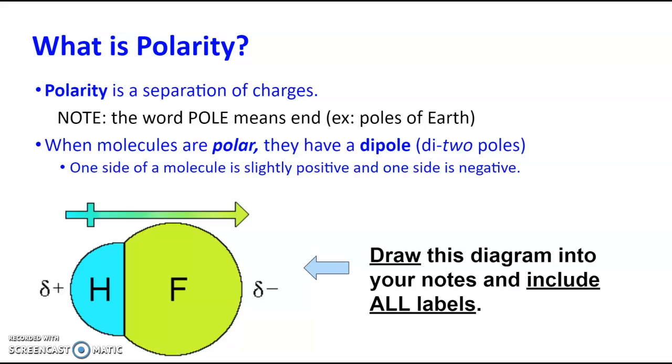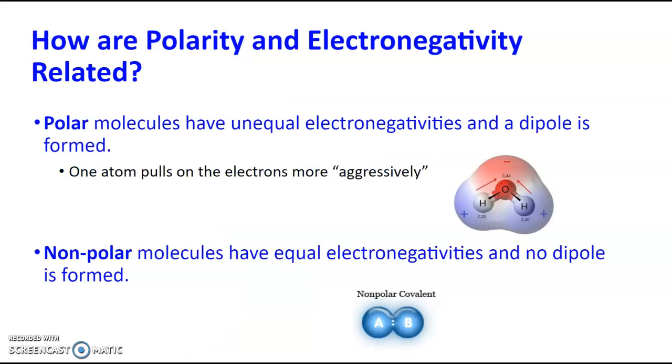Yeah, so fluorine's a little bit negative, hydrogen's a little bit positive. Make sure you draw the deltas and the plus and minus and the arrow all into your notes. So polarity and electronegativity are related because polar molecules have unequal electronegativities and the dipole gets formed. So one atom is pulling very aggressively on the electrons. Nonpolar molecules have equal electronegativities, and so they have no dipole. They're just chilling, right? They don't have a positive side or a negative side. They're neutral.